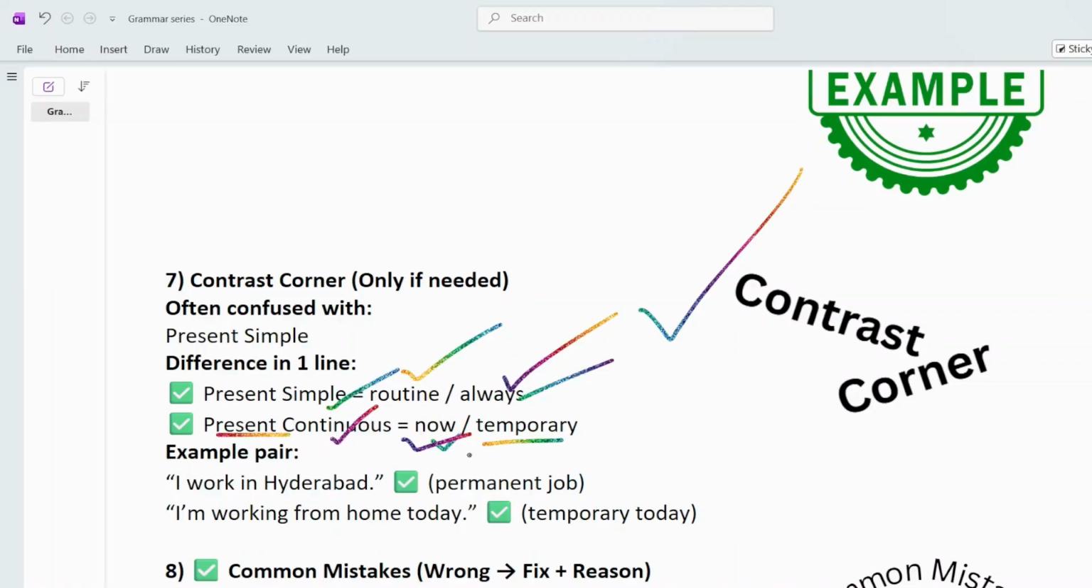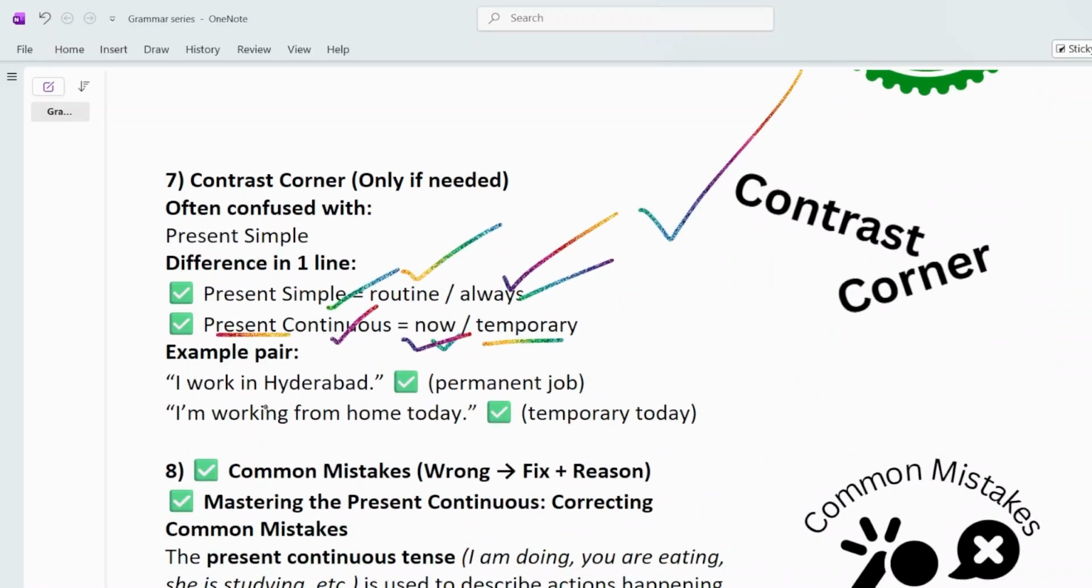I think by now you have already understood the whole concept. However, just to revise, okay? So I work in Hyderabad. I work in Hyderabad. It is permanent. It's my job. So it is simple present. As simple as that. However, when you're looking at temporary, in the sense today, I'm working from home today.